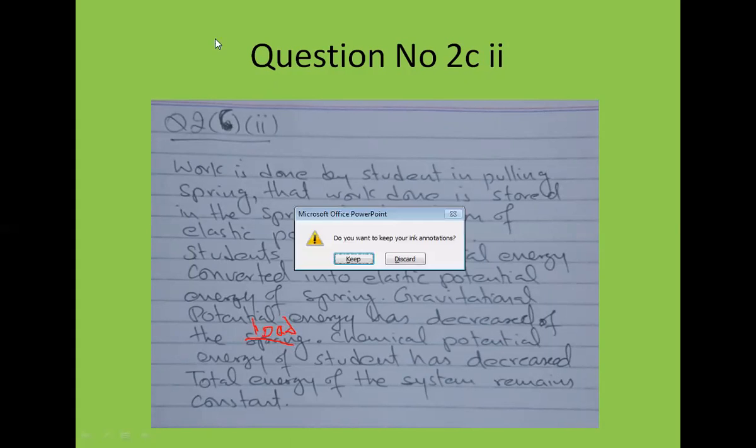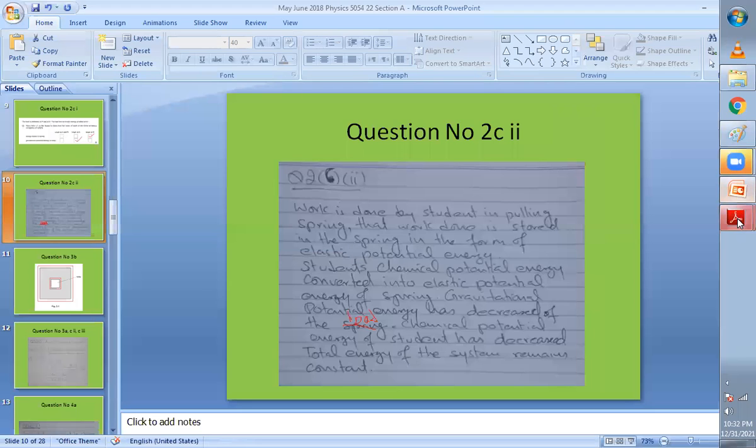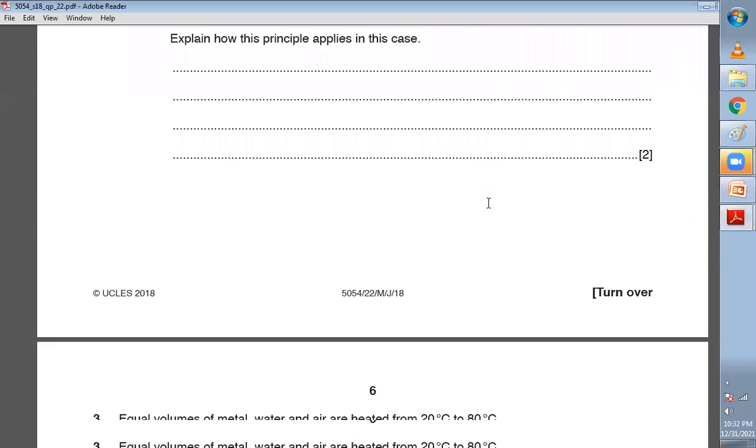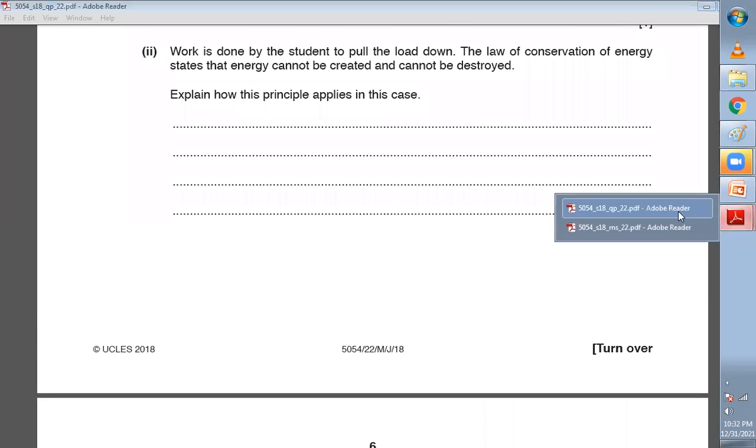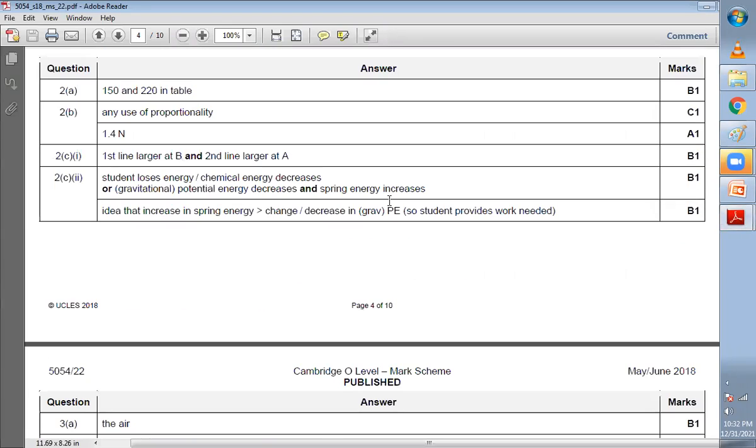Okay, so we are done with question number 2, and let's go and check the answers. The marking scheme is coming up on your screen. You can see the marking scheme for question number 2. Please pause the video, take your time, and read this marking scheme very carefully. Match your answers with this. See which points you missed and which points you have written.